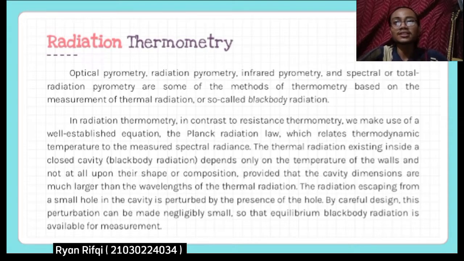The thermal radiation existing inside a closed cavity, blackbody radiation, depends only on the temperature of the walls and not at all upon the shape or composition, provided that the cavity dimensions are much larger than the wavelength of the thermal radiation. The radiation escaping from a small hole in the cavity is perturbed by the presence of the hole. With careful design, this perturbation can be made negligibly small, so that equilibrium blackbody radiation is available for measurement.